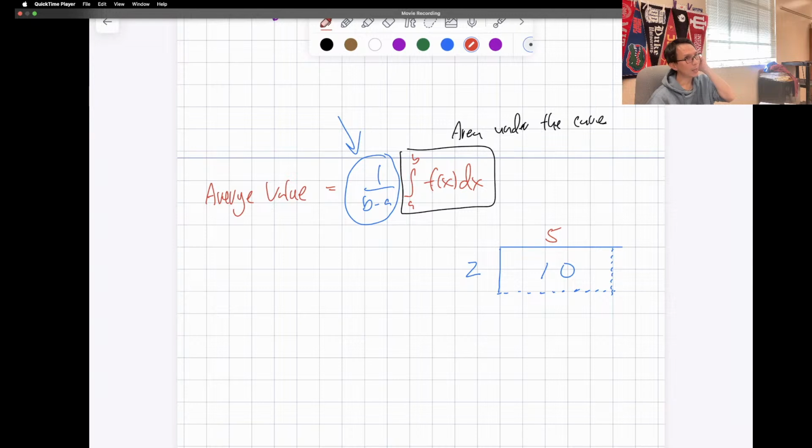Okay. And that's a good thing to think about, because right now we kind of have to use this idea to find out the meaning of average value.